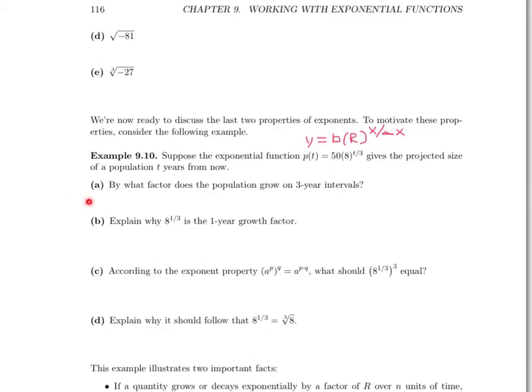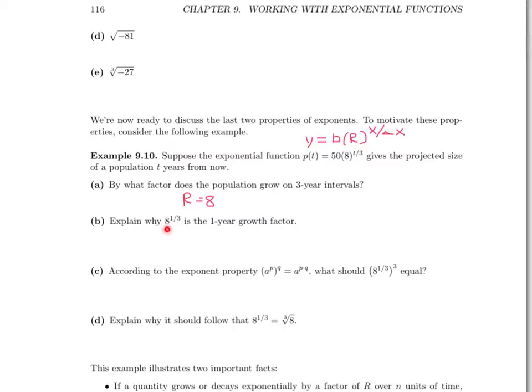Let's go ahead and look at part A. By what factor does the population grow on 3-year intervals? Well, we can see from looking at the equation that 3 is playing the role of delta x. That means we're talking about 3-year time periods, and on 3-year time periods the population is growing by a factor of 8. So the r is 8. That's the factor on 3-year periods.